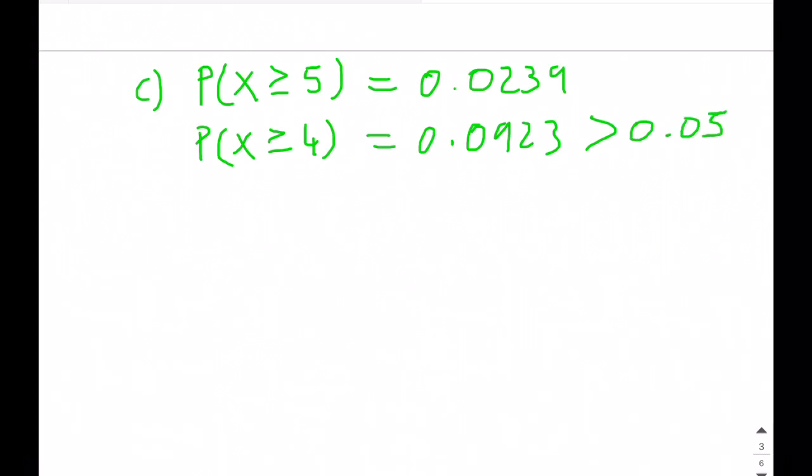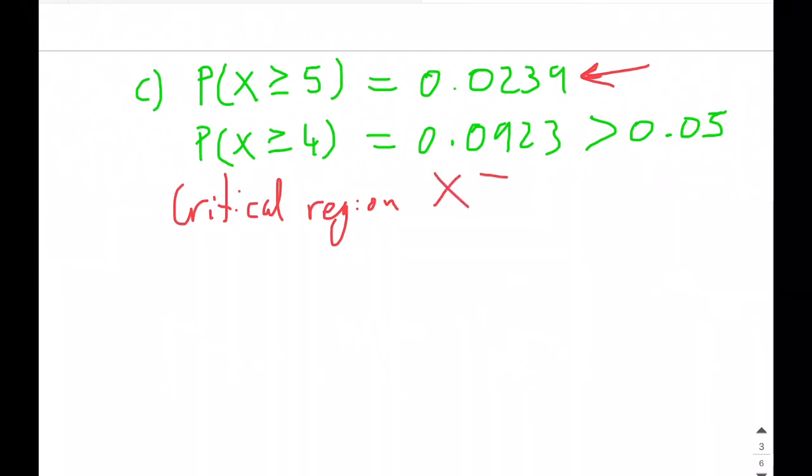So actually, in this case, 5 is the first value. Critical region is greater than or equal to 5. That gives a p-value of less than 5%. So that would be the first value that would start to make us reject H0.